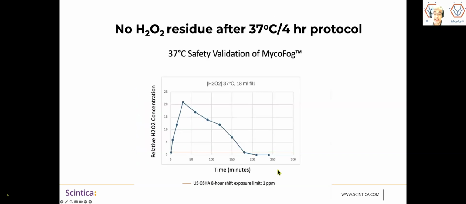the user. Exactly the same data for a 37C 4-hour protocol. Here are the parts per million. Here is time. This time in 4 hours, we've cleaned it out within something like 215, 220 minutes. Again, we give the extra 20, 25 minutes to be absolutely sure that there's no residue when you open the door to retrieve the MycoFog. So very important, we kill biologically and we don't hurt the user at all.